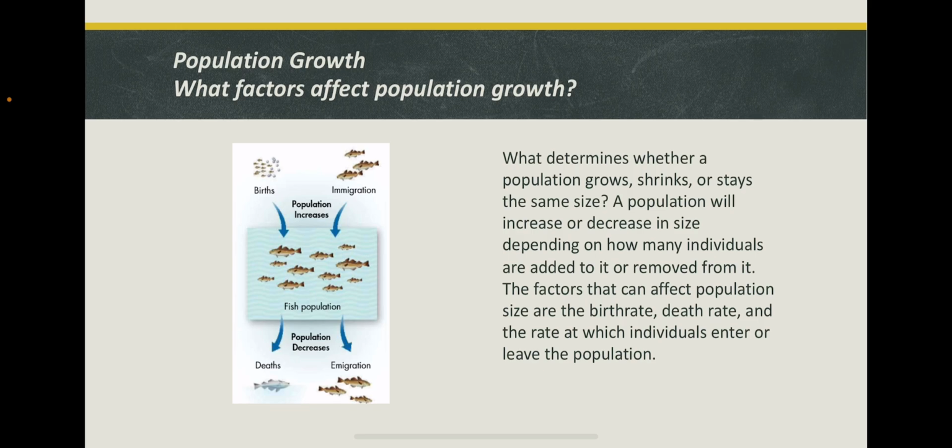What determines whether a population grows, shrinks, or stays the same size? A population will increase or decrease in size depending on how many individuals are added to it or removed from it. The factors that can affect population size are the birth rate, death rate, and the rate at which individuals enter or leave the population.